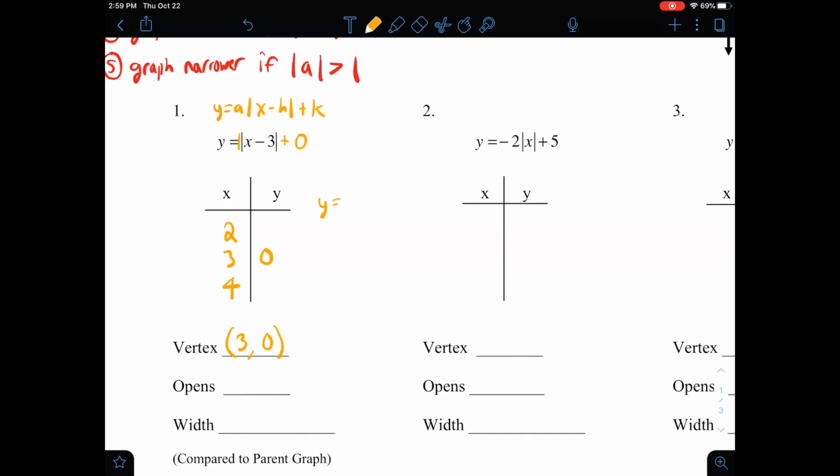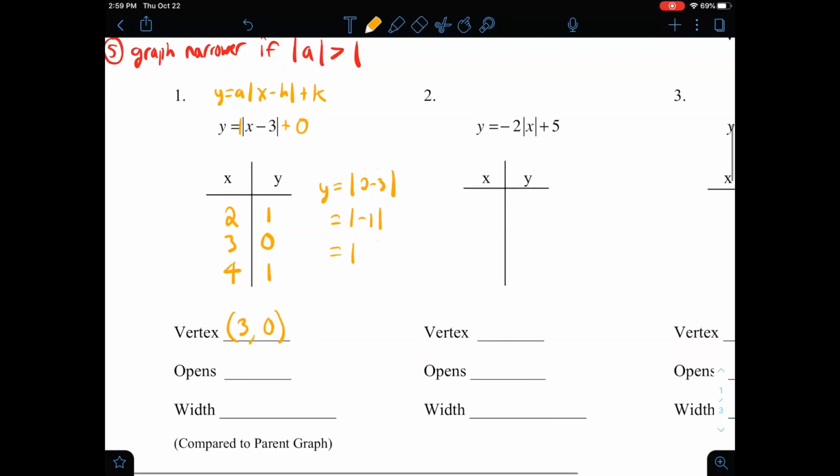Okay, so we're going to plug in 2. So we got y equals the absolute value of 2 minus 3, and 2 minus 3 is -1, right? And then the absolute value of negative 1 equals 1, so we're going to get 1 for both of these. Okay, once you find 1, since it's symmetrical like a parabola, it means it's going to be the same for both sides of y there. You have to make sure you pick the right value on either side of the vertex, though, okay?